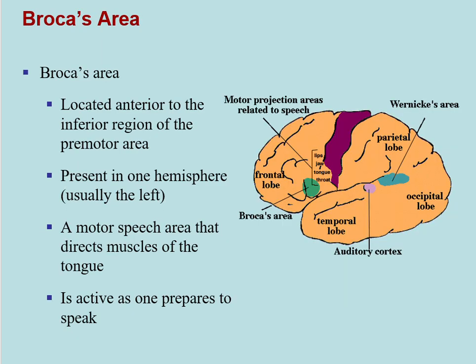It actually works really well with very common planned movements, and that information usually gets sent subconsciously to the cerebellum as well. Then we have Broca's area, located anterior to the inferior region of the premotor cortex, so a little bit lateral and to the front. It's usually present in the left hemisphere only, can be present in the right. More commonly, again, it's the left. And it's a motor speech area that directs muscles of the tongue. So when you're preparing to speak and move your tongue and kind of shape your pharynx and your oral cavity in order to produce speech, this is an area of the brain that becomes active.